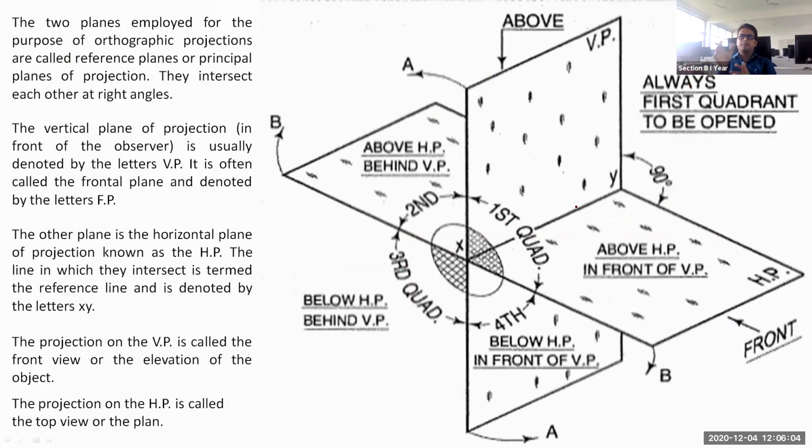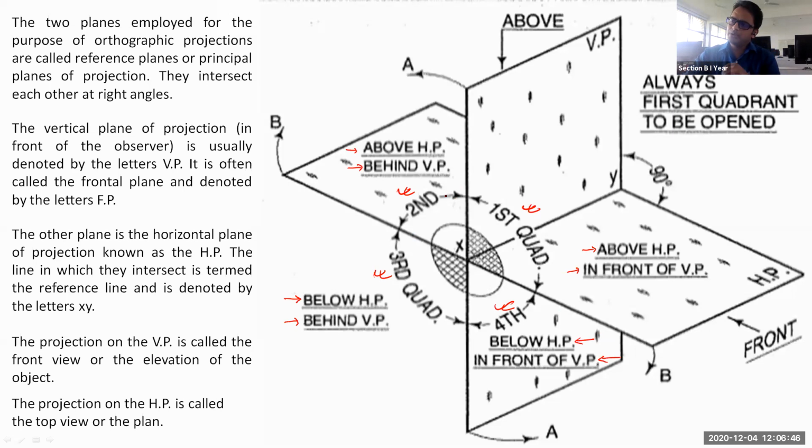Now, how to open the plane? You see on this screen. As I have told you, this is your first quadrant, this is your second quadrant, third quadrant, and this is your fourth quadrant. The first quadrant is represented by above HP in front of VP. The second quadrant is above HP behind VP. Likewise, your third quadrant is below HP behind VP. And the fourth one is below HP in front of VP.